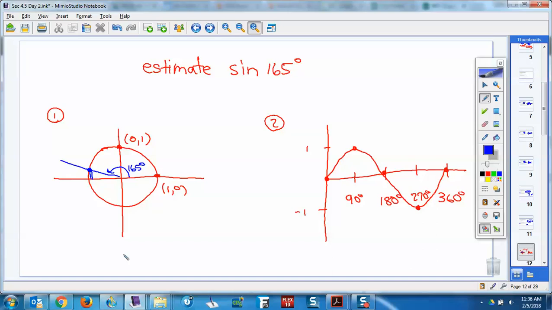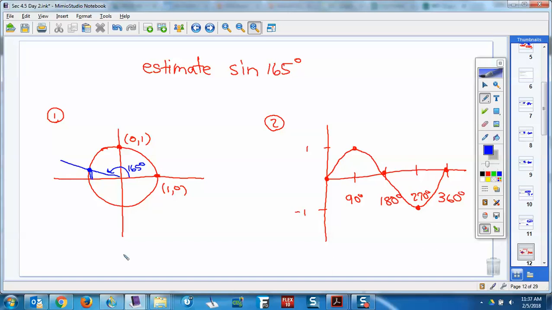What would the cosine be? Just guessing, roughly. What's the cosine of 165, you think? Just guessing on the unit circle there. Negative 0.9, 0.8. It's almost, remember, this is negative 1 out here, right? The cosine is the x, so about negative 0.8. Okay? All right. Now let's go over to the sine curve itself.